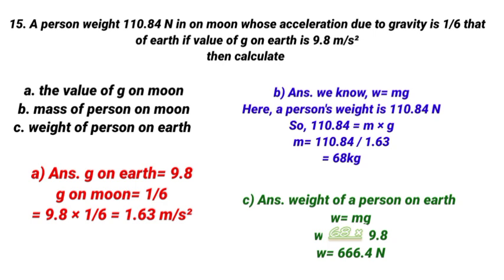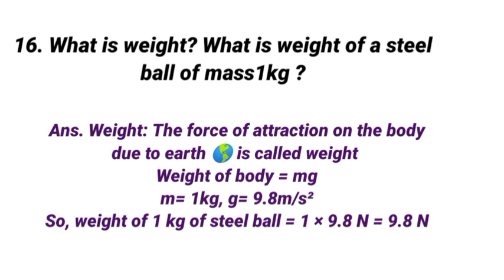Now let's find the weight of the person on earth. Weight equals mass into acceleration due to gravity. Here mass is 68 kg and acceleration due to gravity is 9.8. After multiplying we get 666.4 Newton. Let's move to another question.